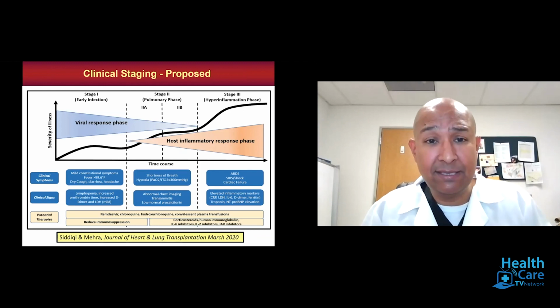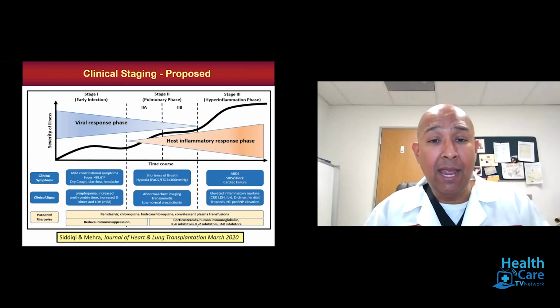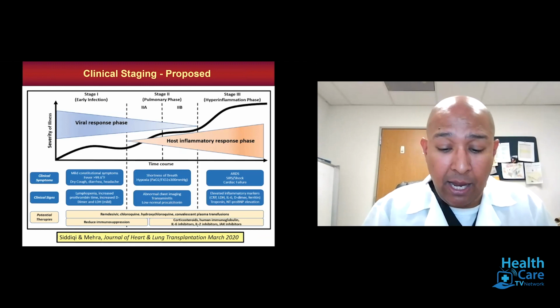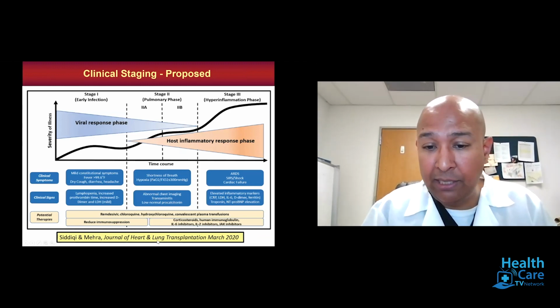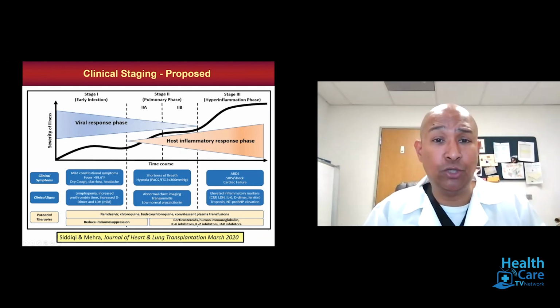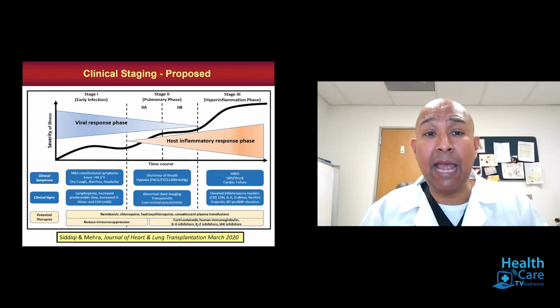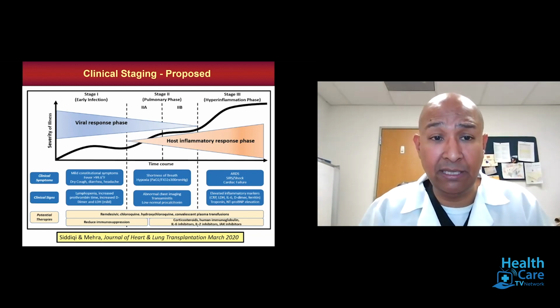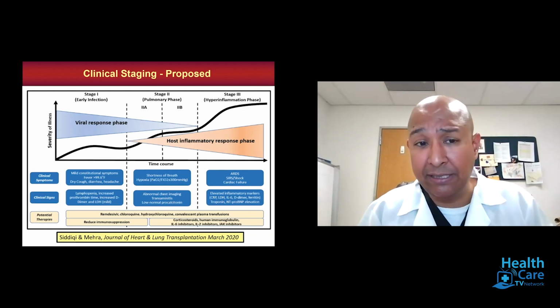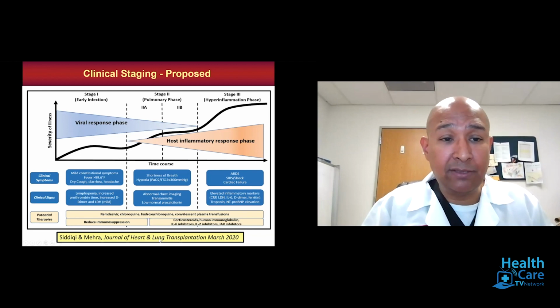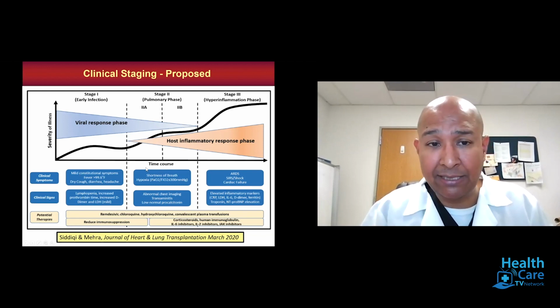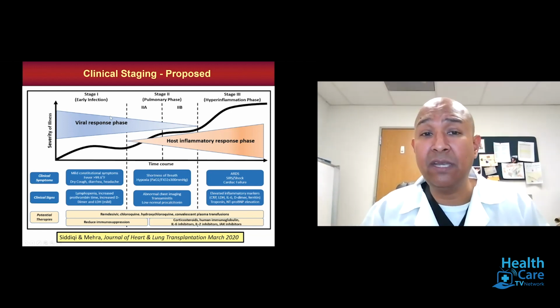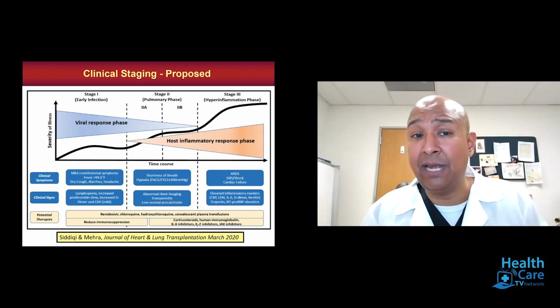So this is my favorite slide. And when we talk about this slide, I actually got this information from the Journal of Heart and Lung Transplant that came out in March 2020. And this is actually one of the first clinical stagings proposed when we talk about COVID-19. And it's just amazing. So we talk about severity of illness on the y-axis, time course on the x-axis, and we're dividing COVID-19 infection into 3 main stages.